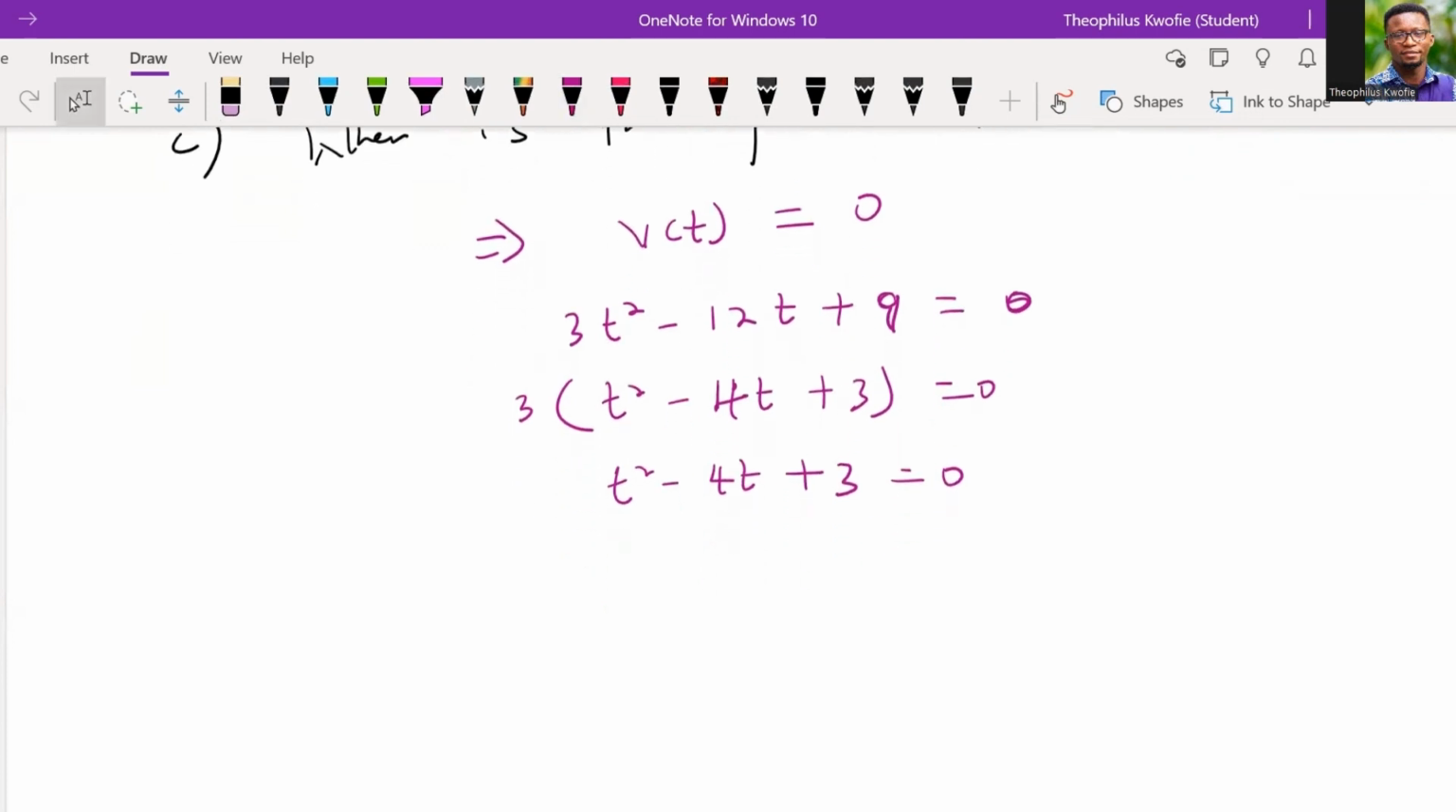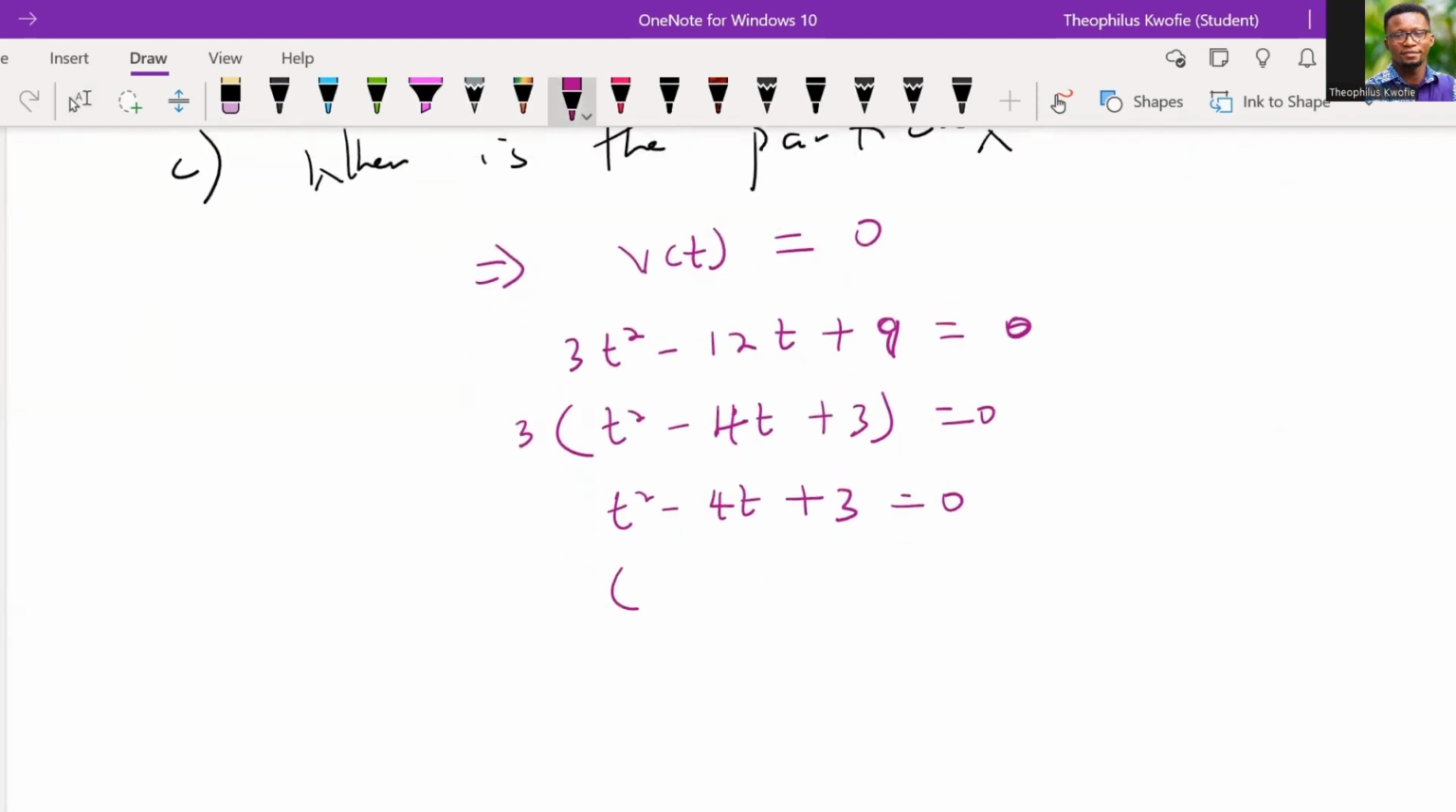And when you further simplify, by factorizing, you should have (t minus 1)(t minus 3) equal to 0. In which case, t is equal to 1, t is equal to 3. Okay, so let's take note. I want us to take note of this one, please.